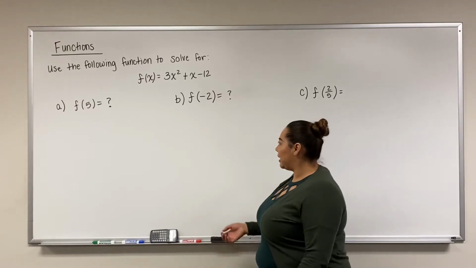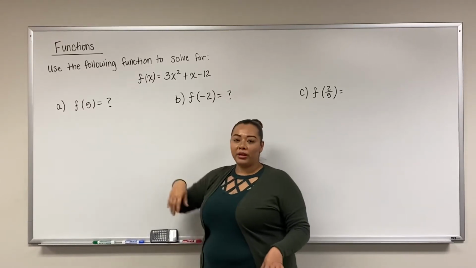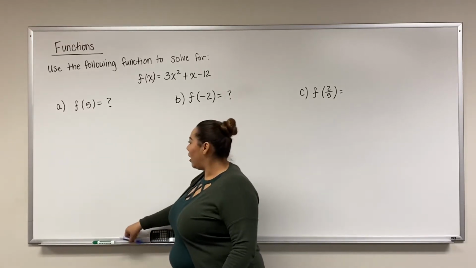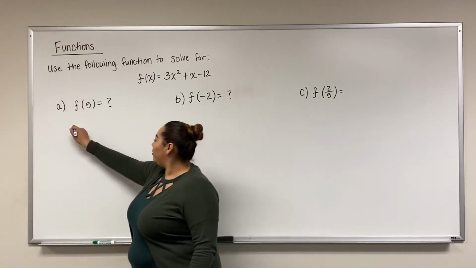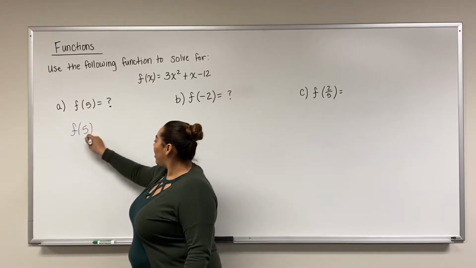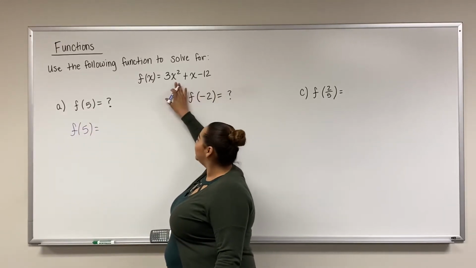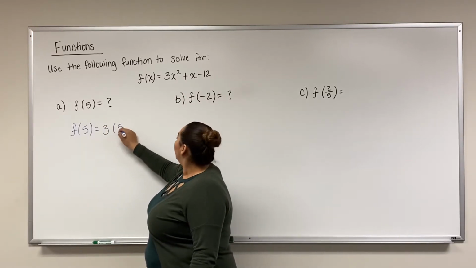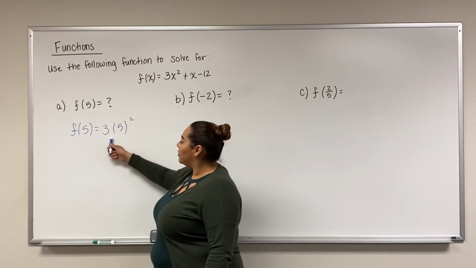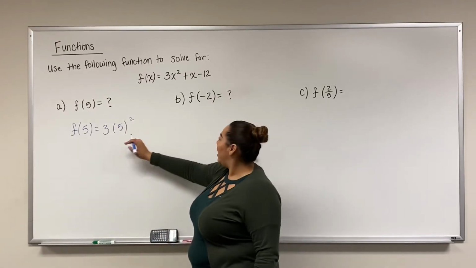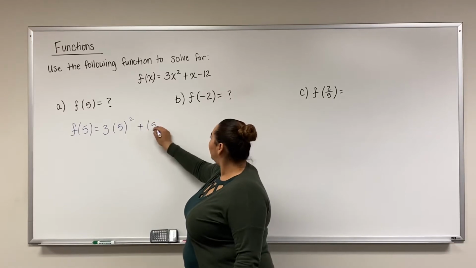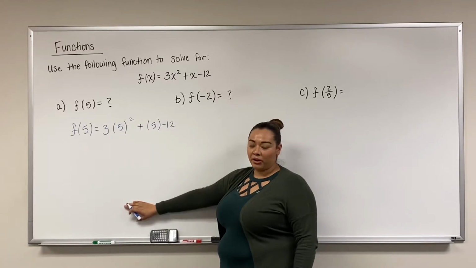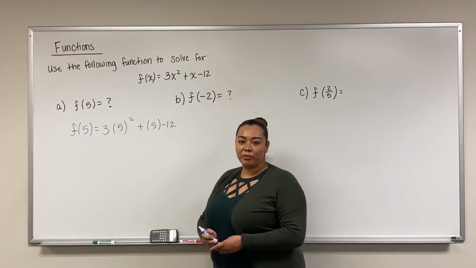What this means is that for every x right here, we're going to substitute it with whatever number we have in our question. So for A, we want to figure out what f of 5 is equal to. We're going to rewrite it, but instead of the x, we're going to put that 5. So it's going to be 3 times 5 squared. I'm going to put it in parentheses just so you know what we put as our x, plus 5 minus 12.